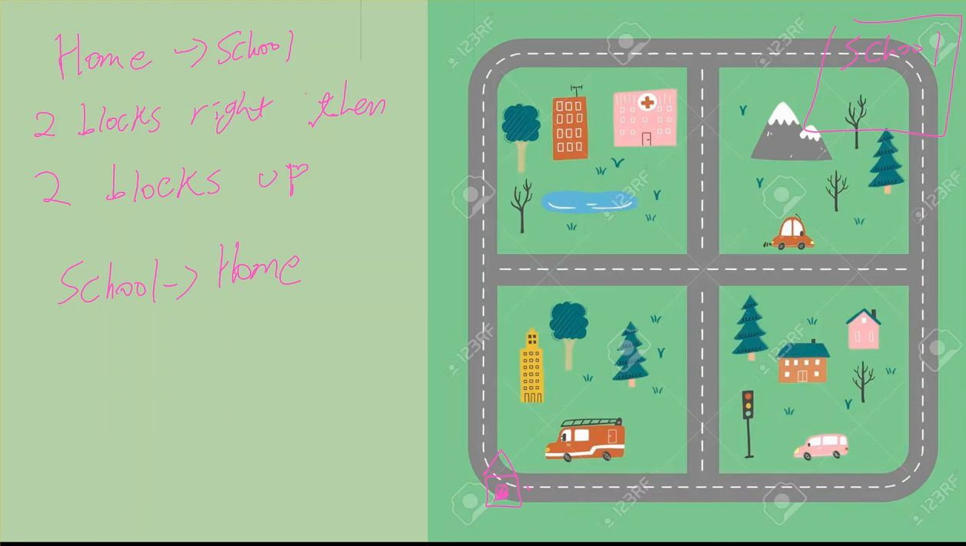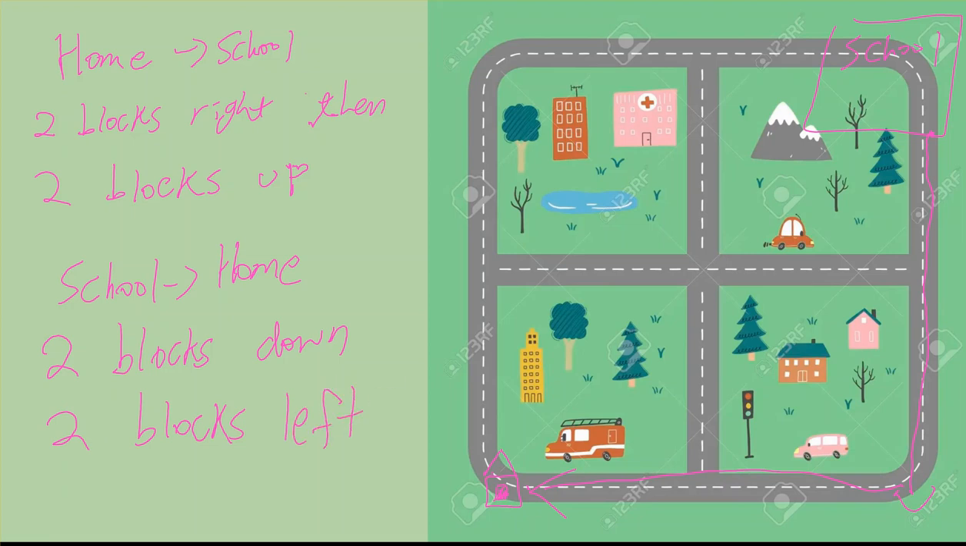Then to come back, we start at school and we're trying to get back home. Then we would walk down 2 blocks. Then we would turn left and walk 2 blocks to the left. So from school to home is going to be 2 blocks down and 2 blocks left.